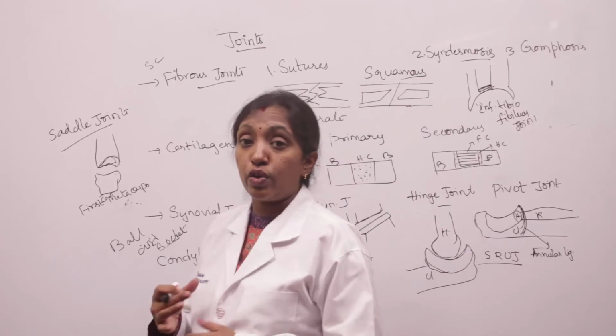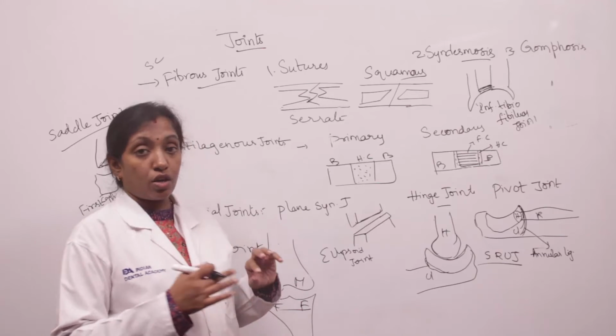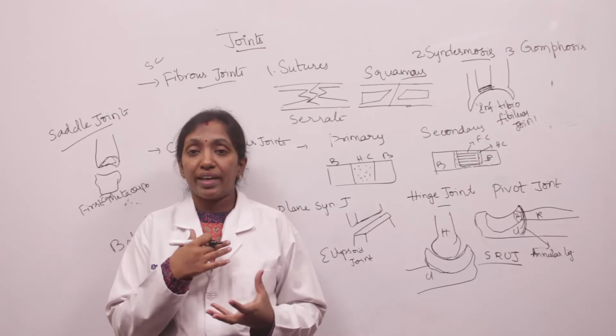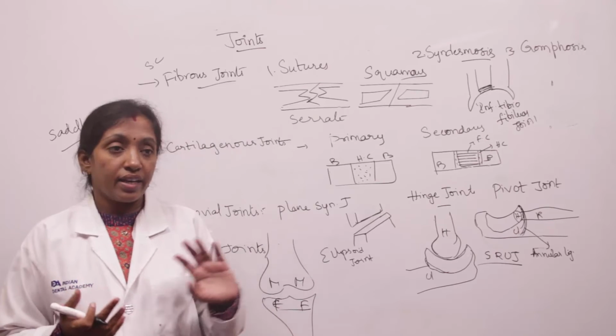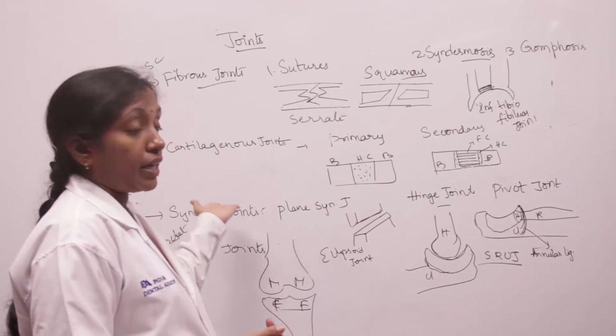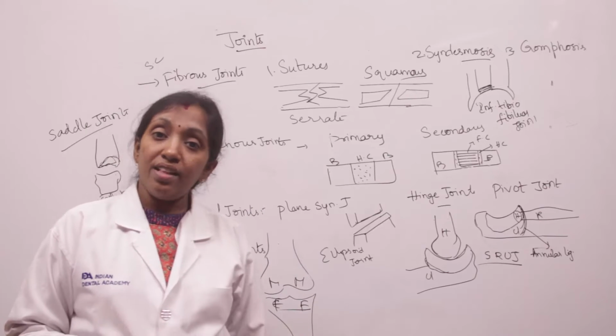The condylar joint allows only one movement, along the transverse axis. Here the condyles, the male surfaces, are convex and the female surfaces are concave, and they fit into each other forming a joint. Okay, and these are the different types of fibrous joints and cartilaginous joints as well as synovial joints.